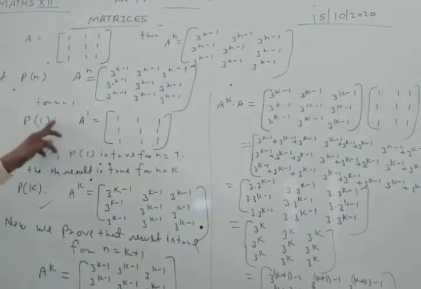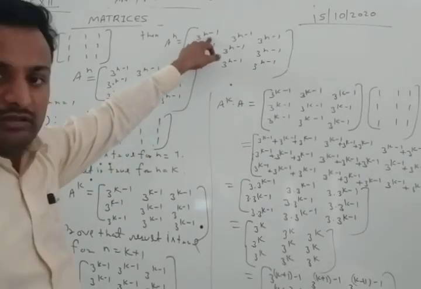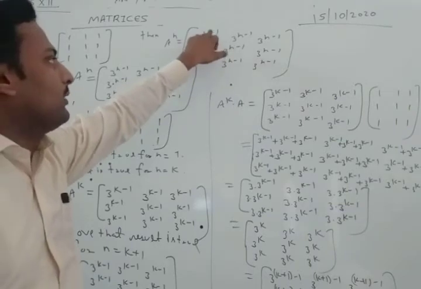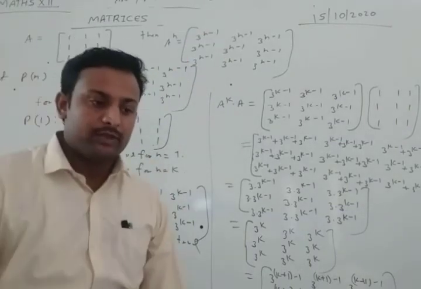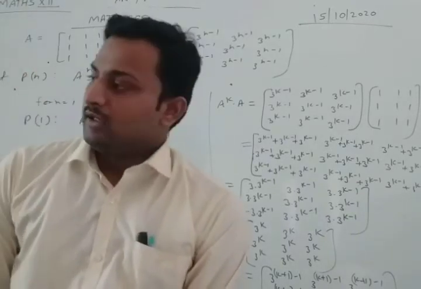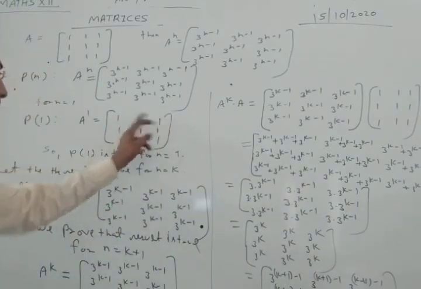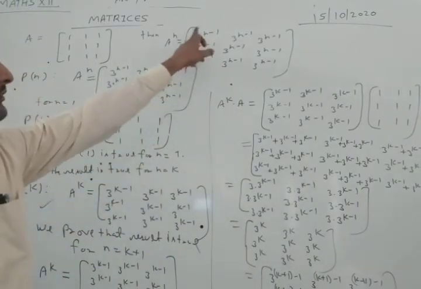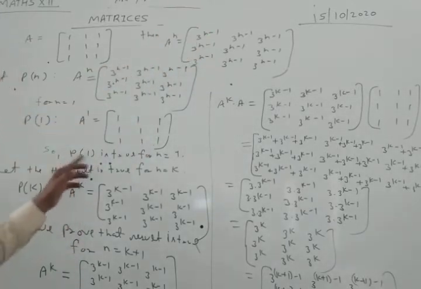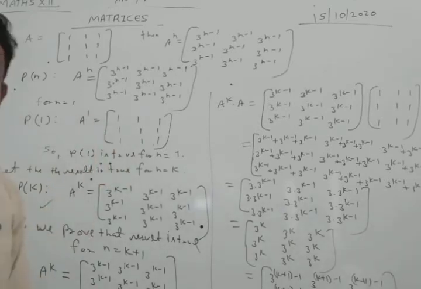Take n equal to 1. a to the power 1 is this, we are getting from here. Put the value of n, which is 1, so 3 to the power 0, and you know that if 0 is the power of any number, the value is 1. All terms have power 0, so it will be 1. So this is our a. So P1 is true for n equal to 1.